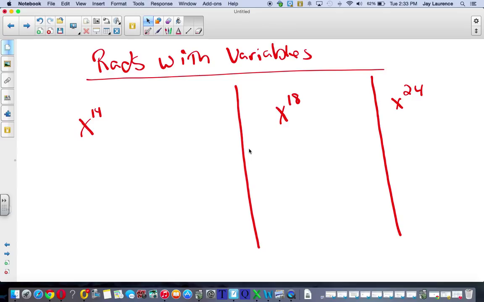And the first thing we're going to do is, some of you are having a real hard time with rads with variables. You're just not thinking about it the right way. Look, we need to know when a variable is a perfect square.